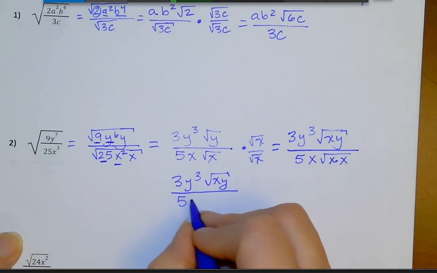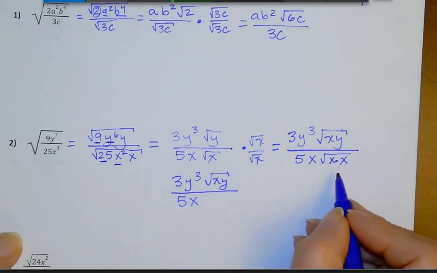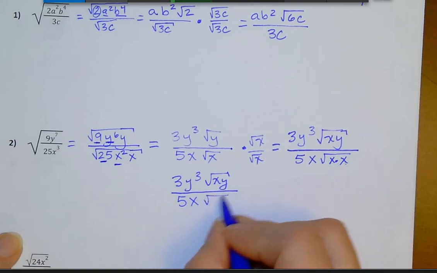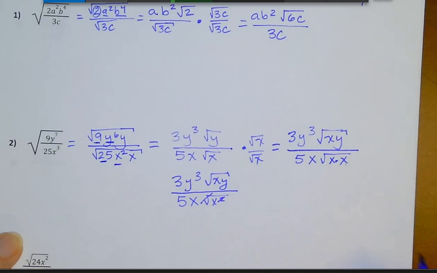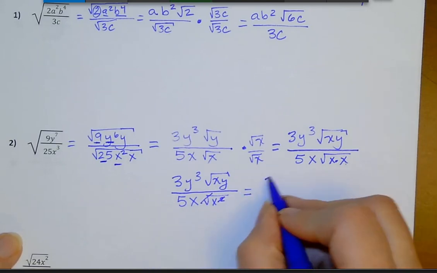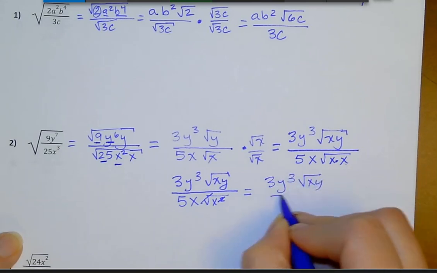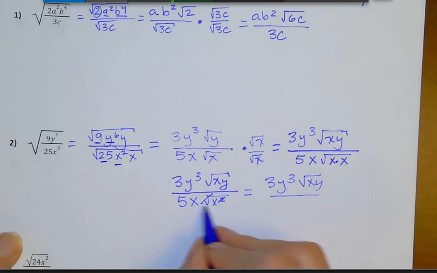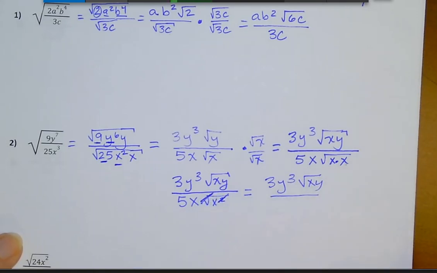Now here I have 5x times the square root of x times x is the square root of x squared, right? Square root of x squared. And square root and squared cancel each other out. So I have 5x times x in my denominator. Okay, my numerator is 3y to the third times the square root of xy. My denominator is 5 times x. I undid the square root with the squared, okay?